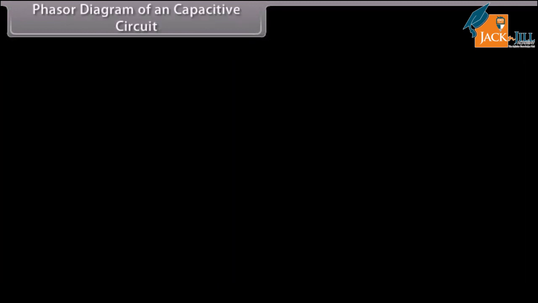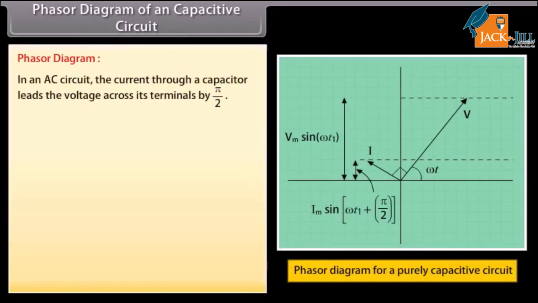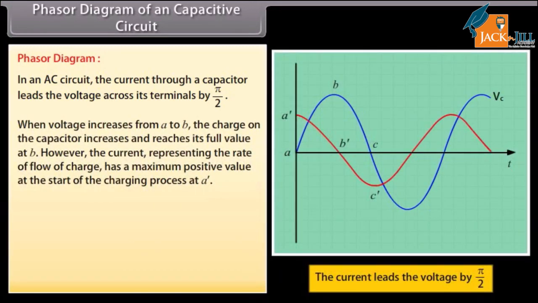Phasor diagram of a capacitive circuit. In an AC circuit, the current through a capacitor leads the voltage across its terminals by pi by 2. When voltage increases from A to B, the charge on the capacitor increases and reaches its full value at B. However, the current representing the rate of flow of charge has a maximum positive value at the start of the charging process at A dash.